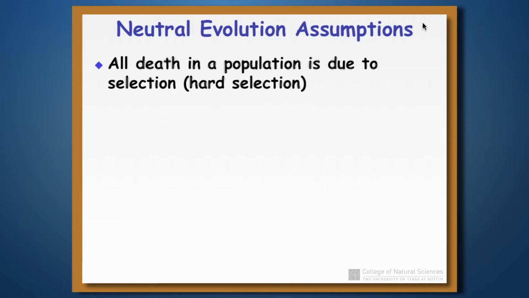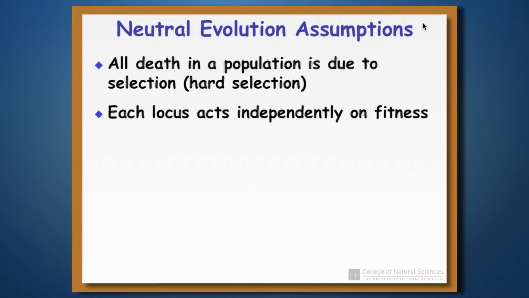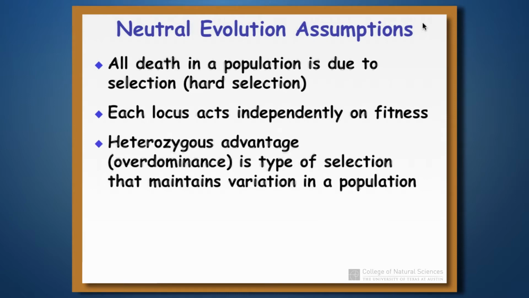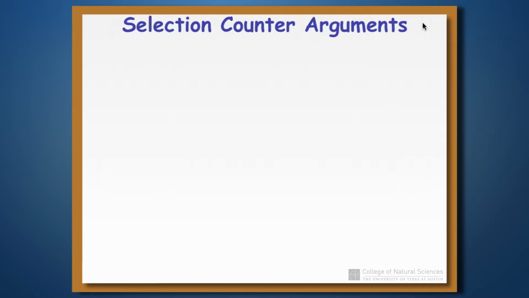The first one is he had assumed that all death in a population was due to what we call hard selection. And he also assumed that each locus acts independently on fitness. We talked about this in the previous set of videos. And we also talked about the fact that he thought, and many people did, he wasn't alone, that heterozygous advantage was the reason that populations would maintain variation over time.